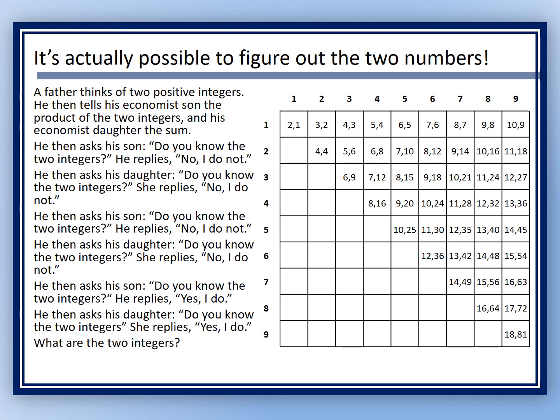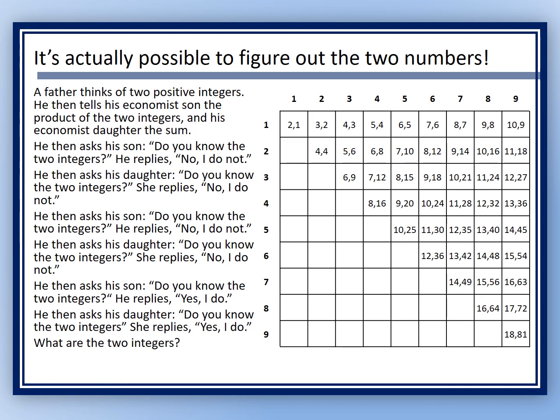And more generally, the product cannot be a prime number, right? Cannot be a prime number because a prime number, by definition, can only be the product of itself and 1, which would immediately let you know what those two numbers are, right? If I told you the product is 7, the only possibility is 7 and 1. Okay, so we can cross out all the prime numbers.